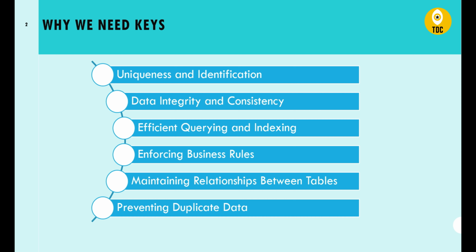Without a primary key, there would be no way to uniquely identify and reference a specific record. That leads to ambiguity if you're querying or creating any report, because you will not be able to identify a unique record in it.